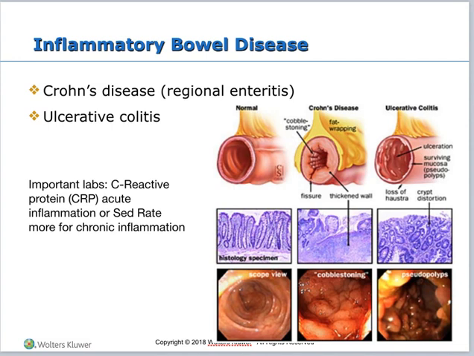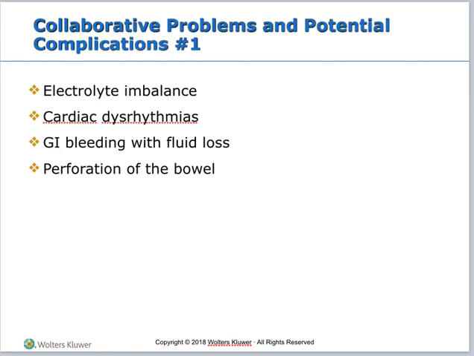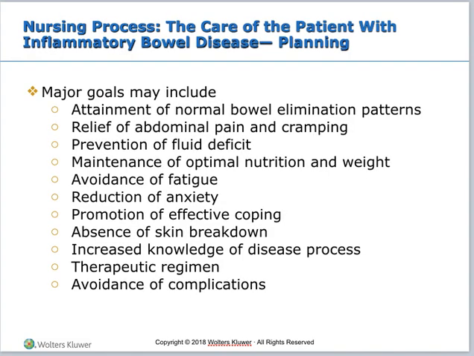So what complications are we watching for with these inflammatory bowel diseases? Electrolyte imbalances, cardiac dysrhythmias, gastrointestinal bleeding with fluid loss, and the potential for perforation of the bowel. And I think I've already touched on these quite a bit so far in this presentation, so I won't reiterate them again. Our goals for patients with inflammatory bowel disease are listed here.